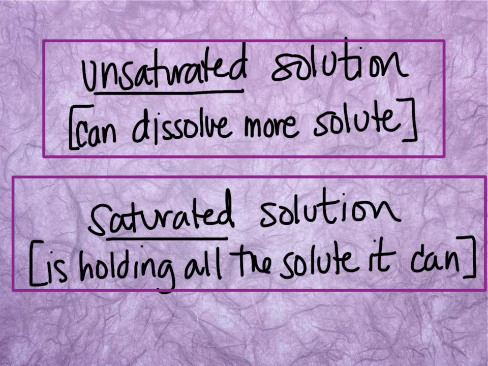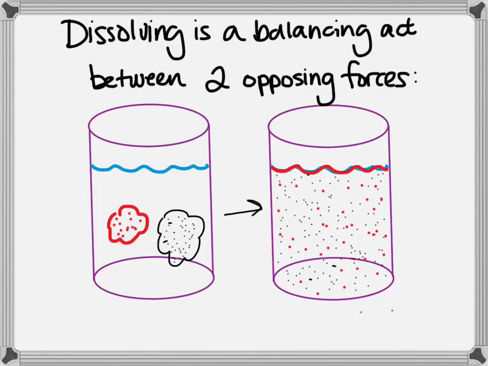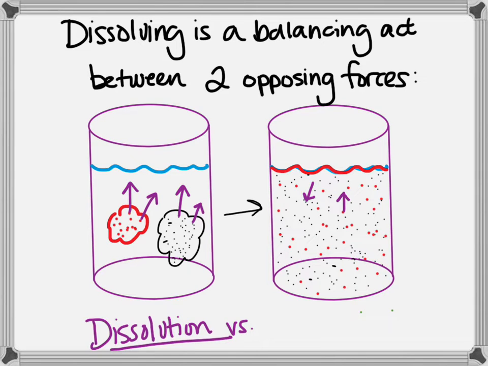So even if you stir it, even if you break up the chunks, you're not going to get it to accept any more solute. Well, this really kind of gets to the question of what is the process of dissolving anyway? Dissolving is actually a balancing act between two opposing forces. The force of particles leaving the solid state and going into solution, this is called dissolution, and the force of particles leaving the dissolved state and re-entering the solid state.